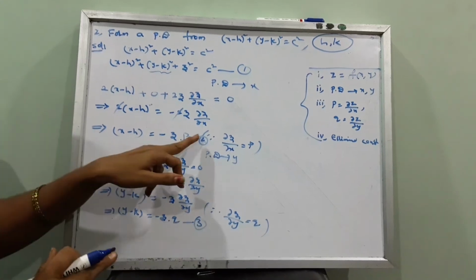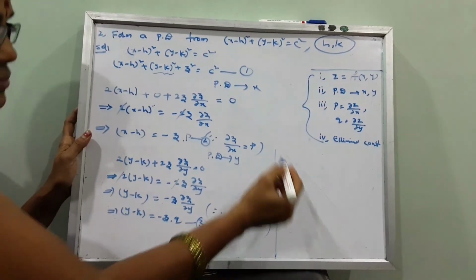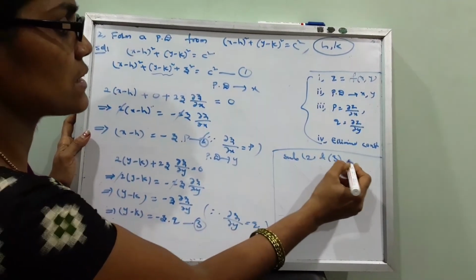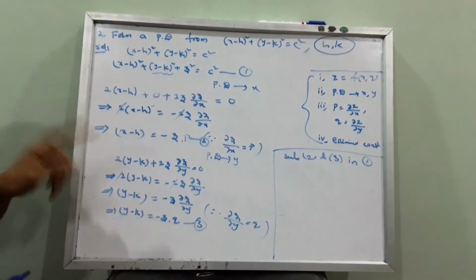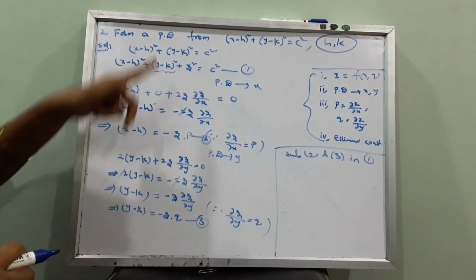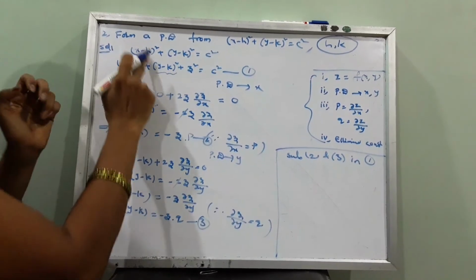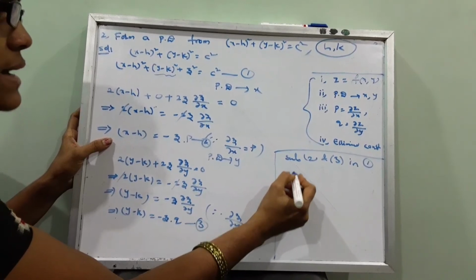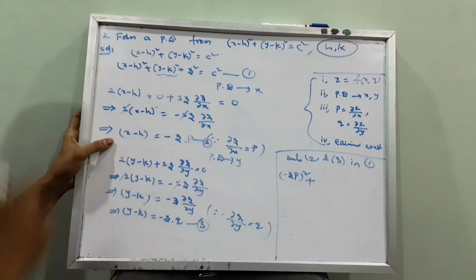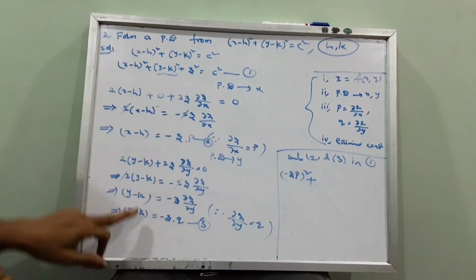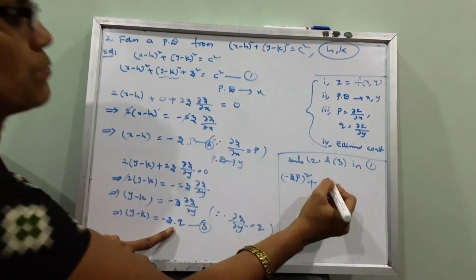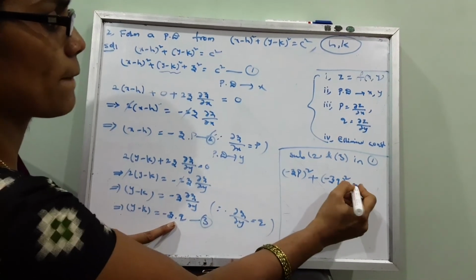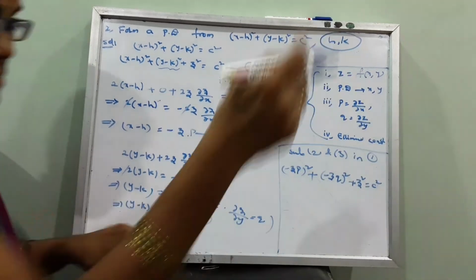Now substitute equation 2 and equation 3 in equation 1. From equation 1, x minus h whole square. X minus h is minus zp. So minus zp whole square plus y minus k whole square. But y minus k is nothing but minus zq. So minus zq whole square plus z square is equal to c square.